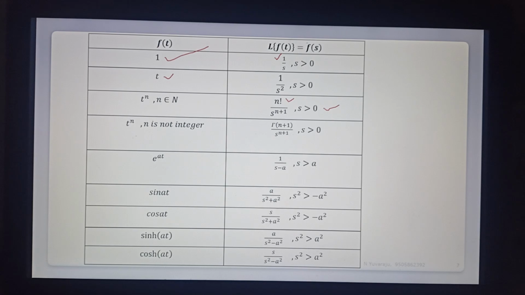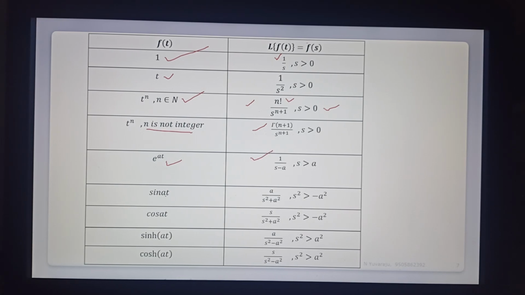Next, for t power n, here n is a positive integer. When it is not an integer, we have two formulas for the Laplace transformation of t power n. The first one is the one above. The second one, when n is not an integer, is gamma of n plus 1 by s power n plus 1. Next, for the function e power at, the Laplace transformation is 1 by s minus a.